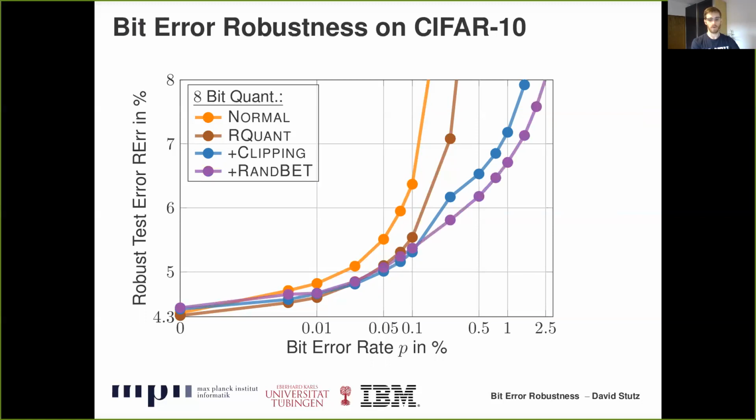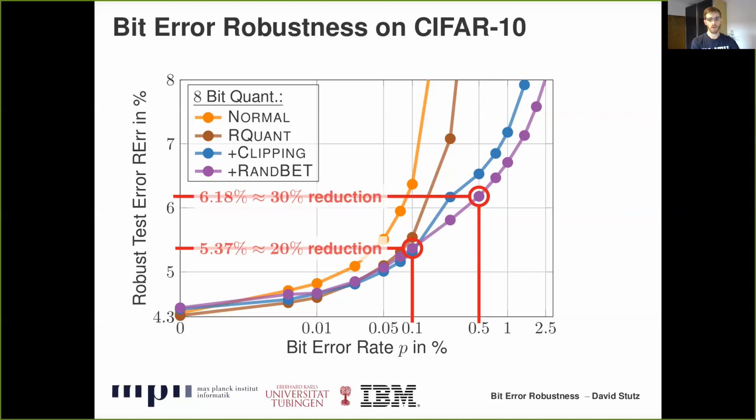Finally, we combine weight clipping with random bit error training. Here we inject completely random bit errors during training to further improve robustness. Note that this comes at a slight cost of an increased clean test error, which is shown on the left at 0. However, the robustness is improved significantly for high bit error rates. Note that the increase in robust test error is, for example, here below 1% for a bit error rate of roughly 0.1%. As marked in red, this already enables a reduction in the energy consumption of roughly 20%. And of course, higher energy savings are possible with a slightly larger increase in the robust test error.